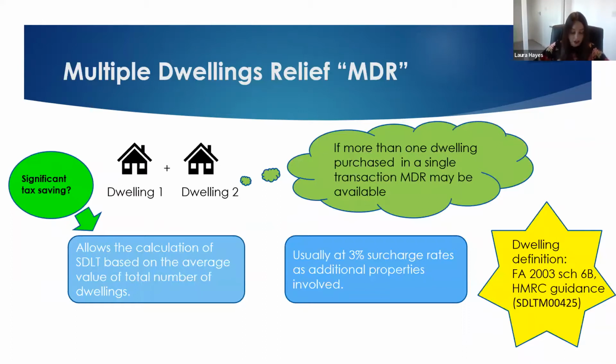But in summary, a dwelling is defined in the legislation as a building or part of a building which is used or suitable for use as a single dwelling, or in the process of being constructed for use as such. HMRC guidance notes the importance of independent access and facilities such as sleeping and living areas, bathrooms and kitchens to establish whether there is a dwelling in separate buildings. Where you've established that there is more than one dwelling, multiple dwellings relief allows the calculation of SDLT based on the average value of the total number of dwellings, which can produce a significant tax saving.